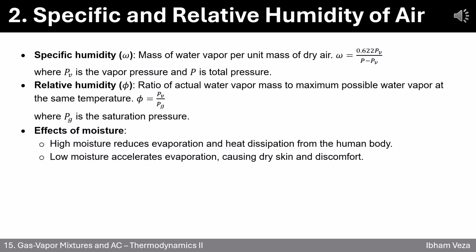Lastly, think about how moisture affects us. High humidity slows down our body's ability to cool through sweat evaporation. Low humidity, on the other hand, makes sweat evaporate too quickly, drying out our skin. Understanding these two humidity measures helps us design better, more comfortable air conditioning systems.